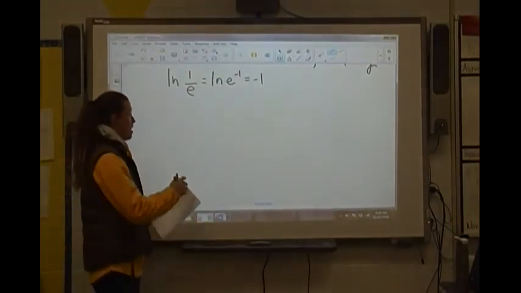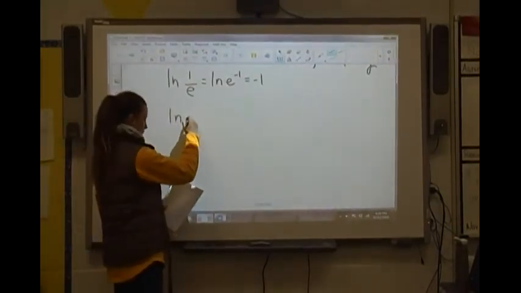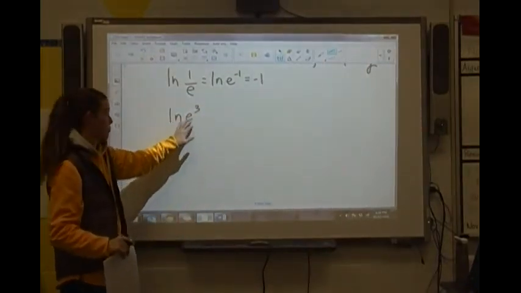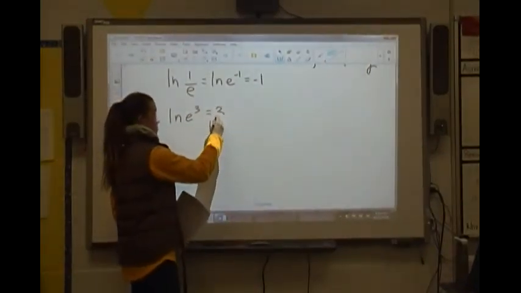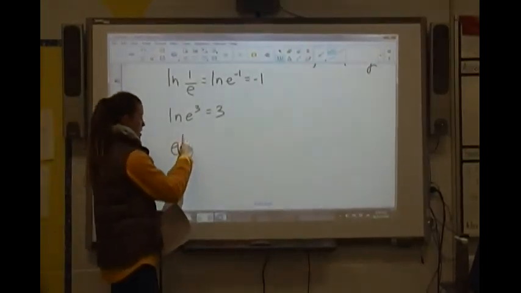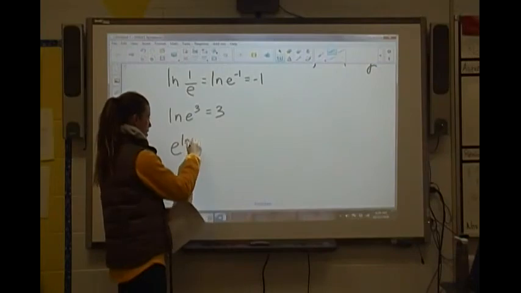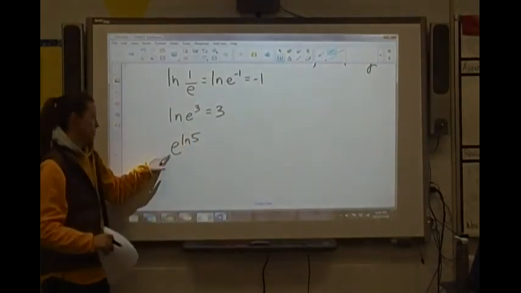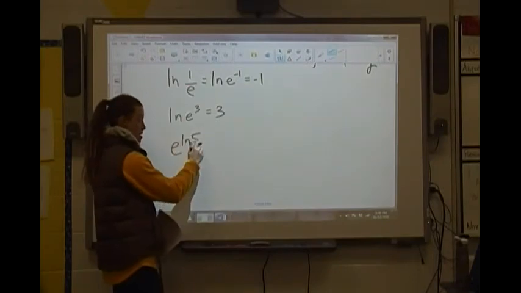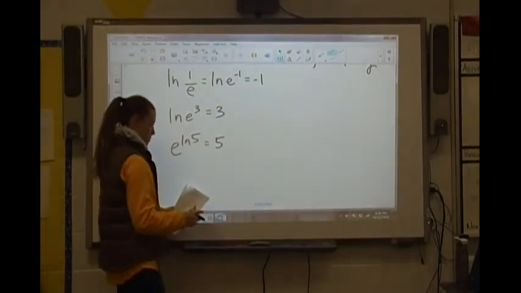Next thing I want to do, I'll take a look at natural log of e to the 3rd power. This one's even simpler. We have those two that match, so we get a 3. There's our 4th property, e raised to the natural log of 5. Since these two match with the same base of e, we get 5.